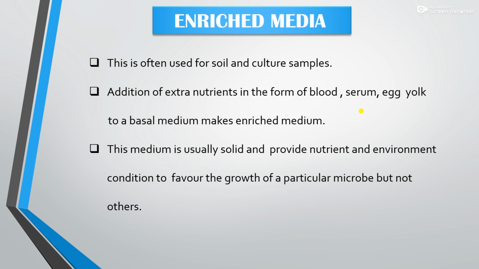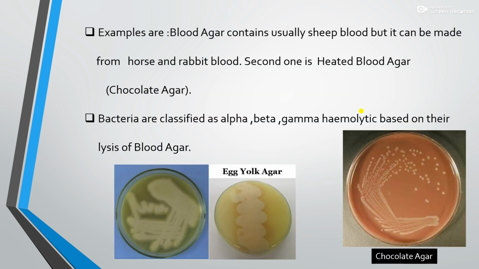Enriched media are basically simple media enriched with blood, serum, or egg yolk, which makes them enriched media. This media is generally solid and provides nutrients and environmental conditions to favor the growth of a particular microbe. It is used for the growth of fastidious microorganisms. Examples are blood agar and chocolate blood agar. Actually, the heated blood agar is called chocolate blood agar. Bacteria are classified as alpha, beta, gamma based on hemolytic reactions.